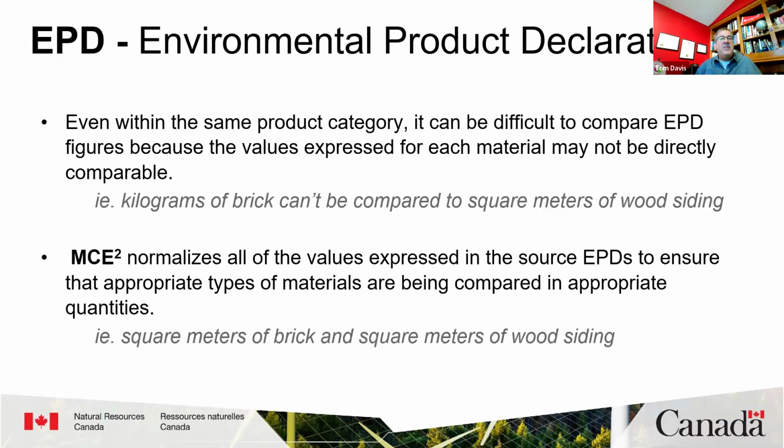EPDs are publicly available documents. Anyone can go to these sources of documents and perform their own embodied carbon calculations. But it can be difficult to compare EPD results because the results are often given in different terms. For example, the EPD for brick cladding might give you the global warming potential result for a kilogram of brick, while the EPD for wood siding might give you the global warming potential that might result from a square meter of siding at a given thickness, like 3/4 inch.